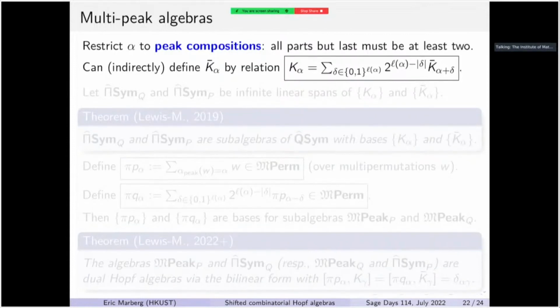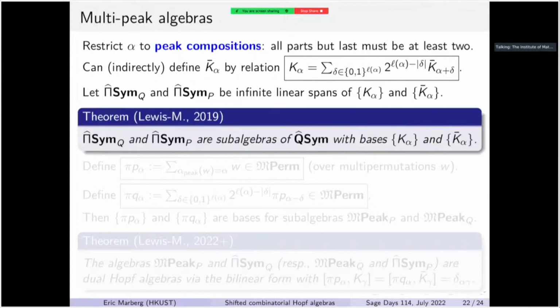The k bars, the easiest way I can define them in this presentation is indirectly by a relation like this. There's an upper triangular matrix that relates the k alphas and the k alpha bars. We let these two spaces be the infinite linear spans of these two families, and both are subalgebras of quasi-symmetric functions.